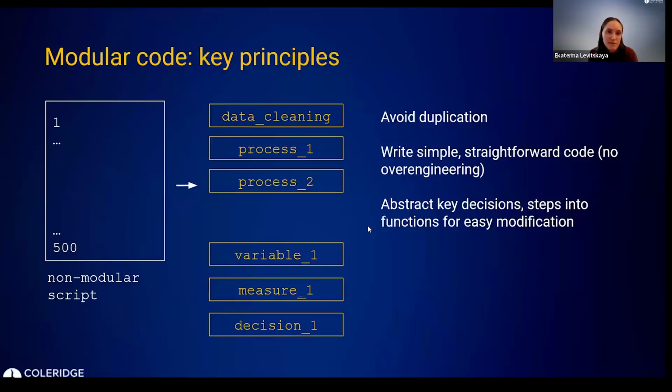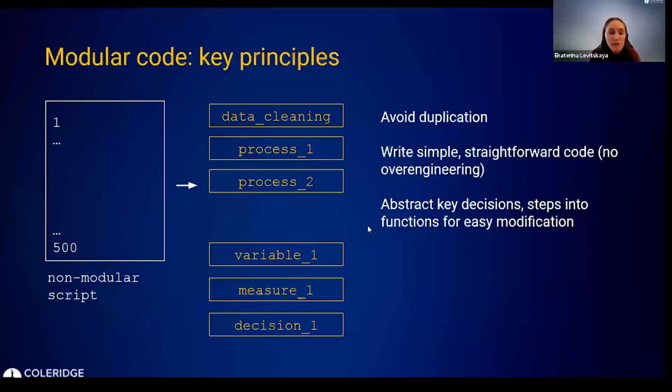So when we look at the illustration, the image on the left, imagine we have a non-modular script with maybe 500 lines of code. We can think about what would be the best structure to break it down. For example, if you look on the upper side, we could break that monolithic script into the key steps in the project, for example data cleaning, or process 1, process 2. And this is often a common approach, but it doesn't necessarily have to be that way.